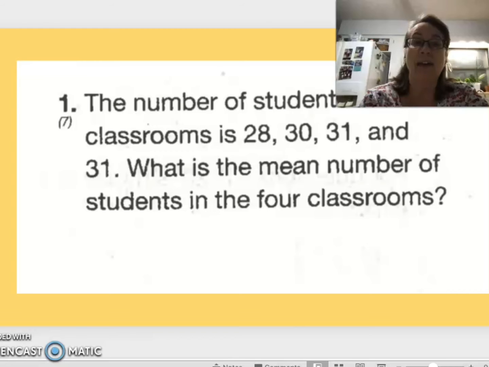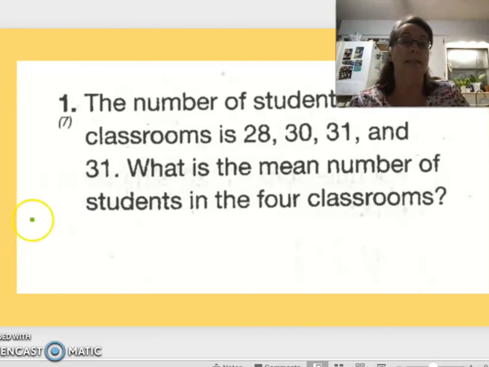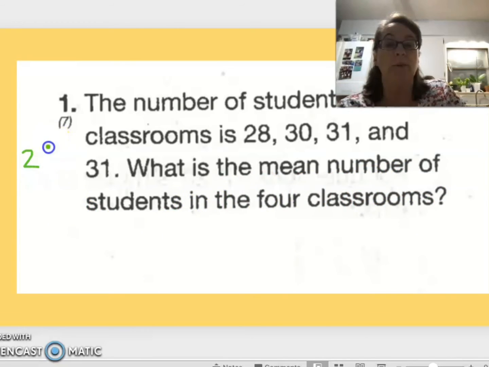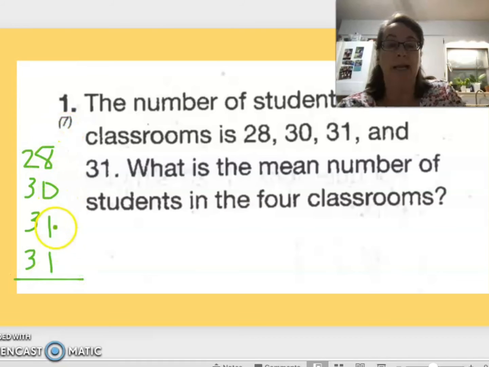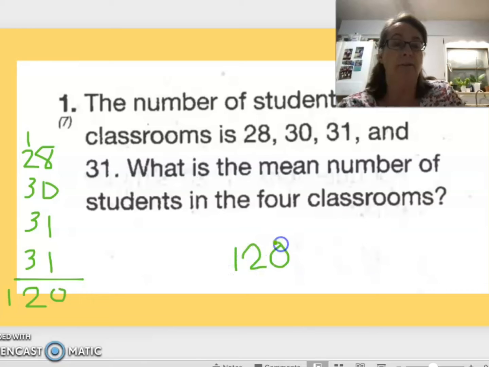Now we're on test 5A, the first part. The number of students in 4 classrooms is 26, 30, 31, and 31. What is the mean number of students in the 4 classrooms? So we know to find a mean, we must first add up the numbers. And 8 plus 1 plus 1 is 10. Carry the 1. 3 plus 3 plus 3 plus 3. That's 4 3s, which is 12. So we have 120 and 4 numbers, so we're going to divide by 4. And 12 divided by 4 is 3, so this answer is 30. And we have 30 students.